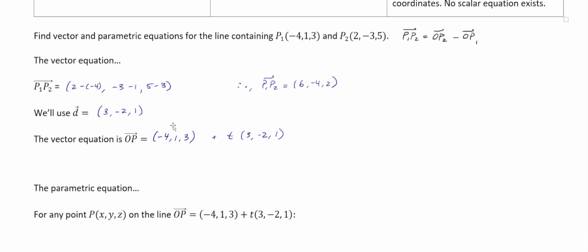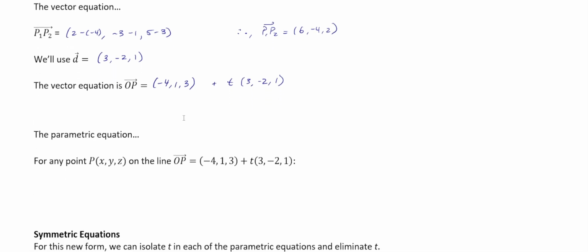And if we want to find the parametric equations, as you can see, we've got the same vector equation. So we just say x is equal to negative 4 plus 3t, y is equal to 1 minus 2t, and z is equal to 3 plus t.